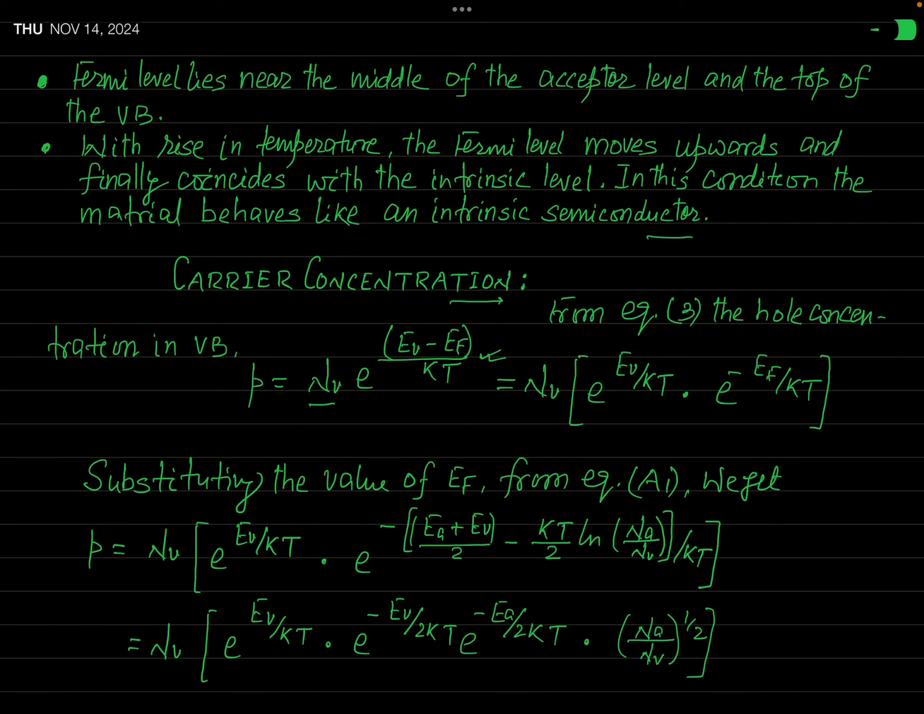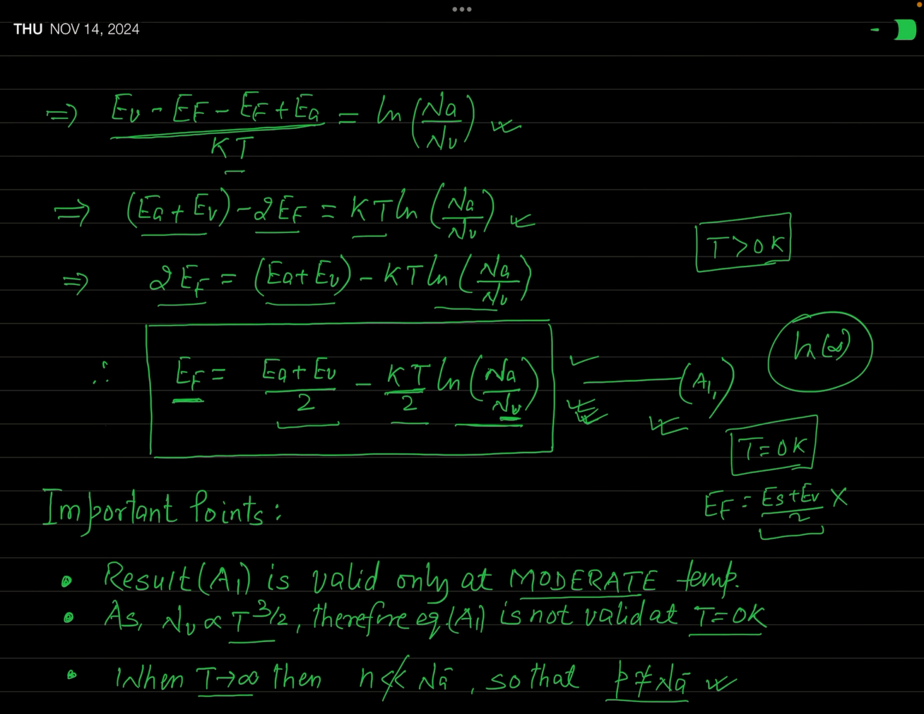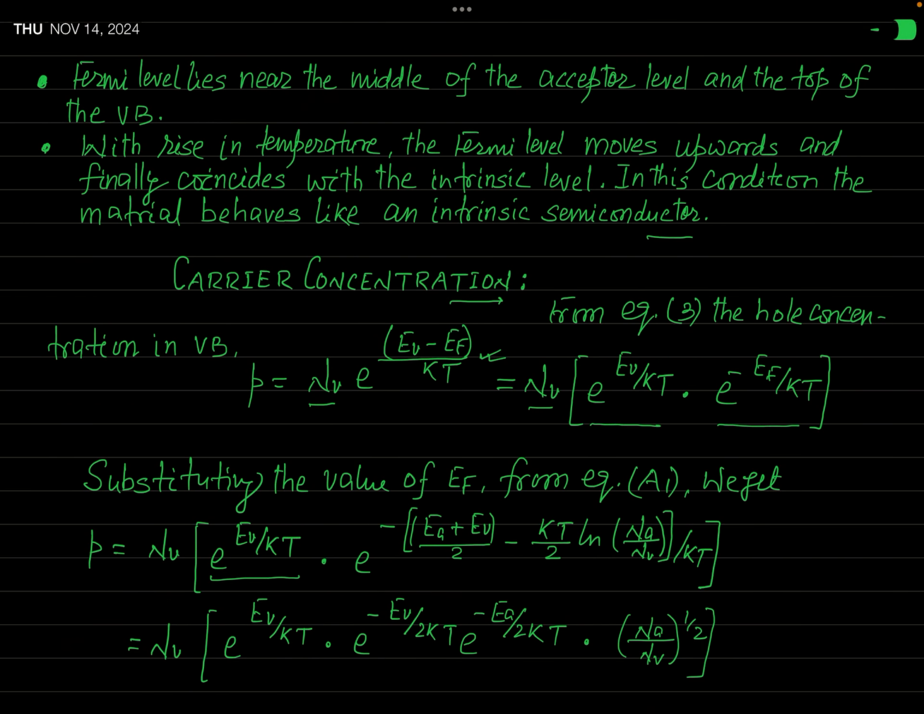But before that, I have simplified it. You can see this is equal to NV times e to the power EV over KT times e to the power minus EF over KT. Now this factor e to the power EV over KT, and now we will put the value of EF, and you have seen that EF is equal to this much. So let us put it.